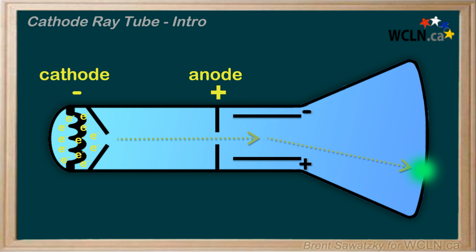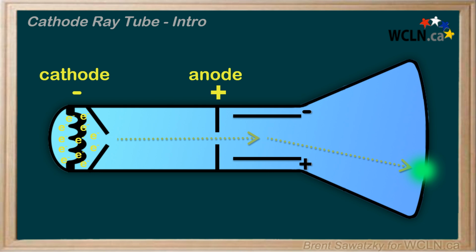In the same way as before, the electrons are attracted to the positive plate, which is on the bottom now, and repelled by the negative plate, which is on the top now. So the deflection is downwards. And we realize that we can move the dot up and down to wherever we want on this screen.